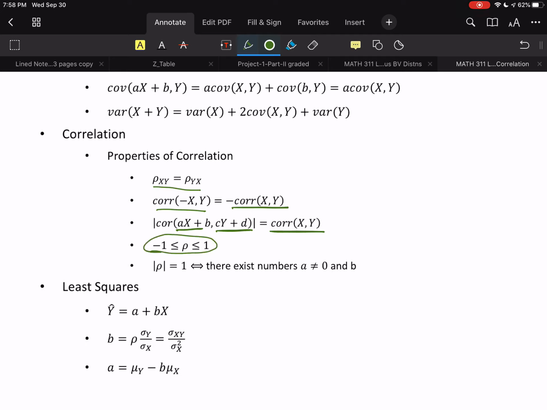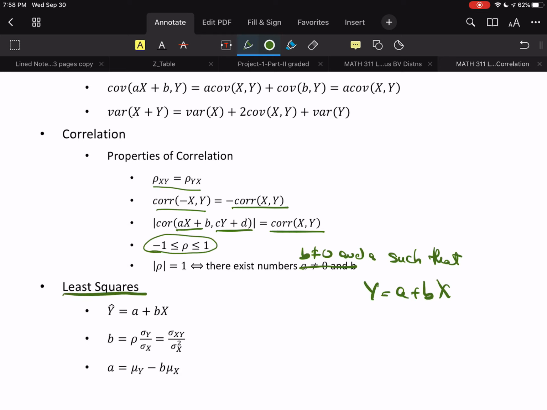The correlation coefficient has to be between -1 and +1. It can be -1, it can be +1. If the absolute value of the correlation coefficient is 1, then there are numbers b not equal to 0 and a such that y is equal to a plus bx. So a linear relationship between x and y has to exist.